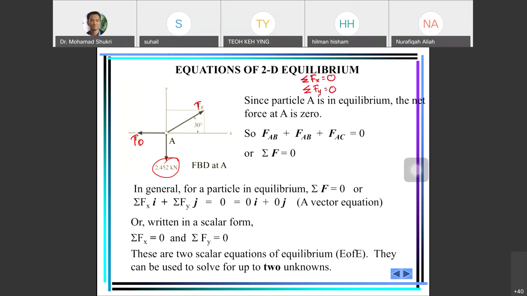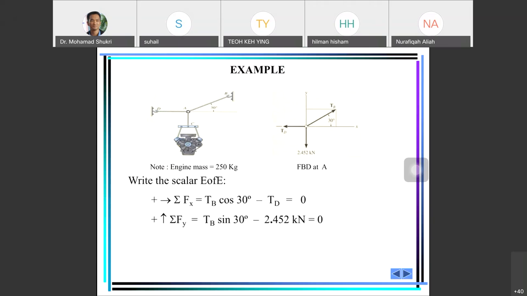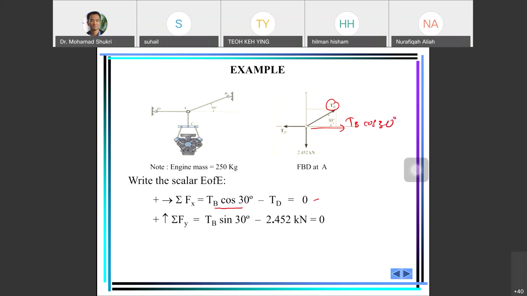And then we have to resolve into x and y, because this is x and this is y. So for summation of Fx equals 0, you have TB cos 30, and minus TD because it is in the minus x direction, equals 0. Then summation of Fy equals 0: you have TB sin 30, minus 2.452 kilonewton, equals 0.